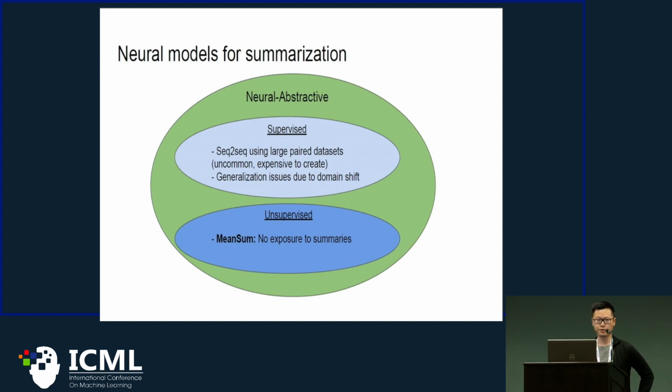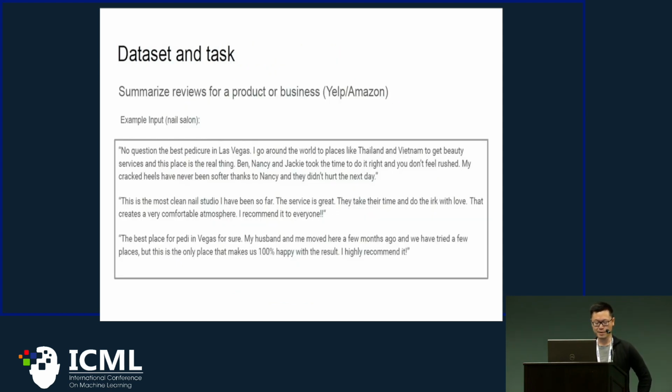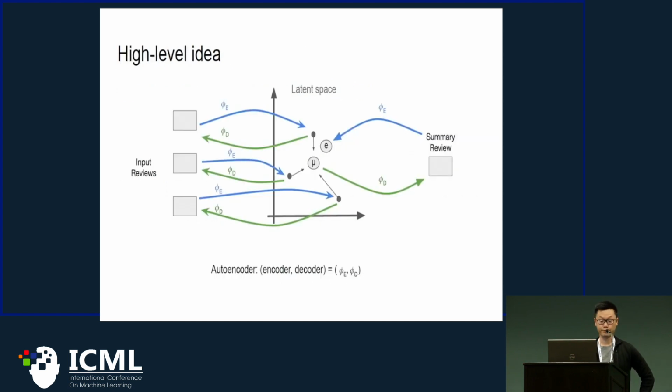We applied our model to review summarization without making specific modeling choices for this domain. In this setting, we have a bunch of reviews for a business or a product, and we want to summarize them. The high-level idea of our approach is we train a review autoencoder such that the mean encoding decodes to a reasonable summary in the form of a canonical review.